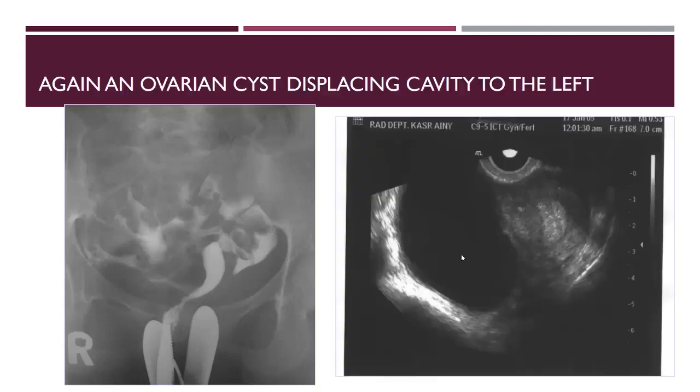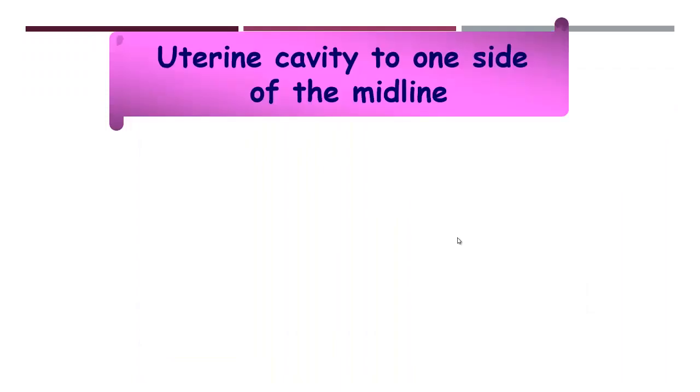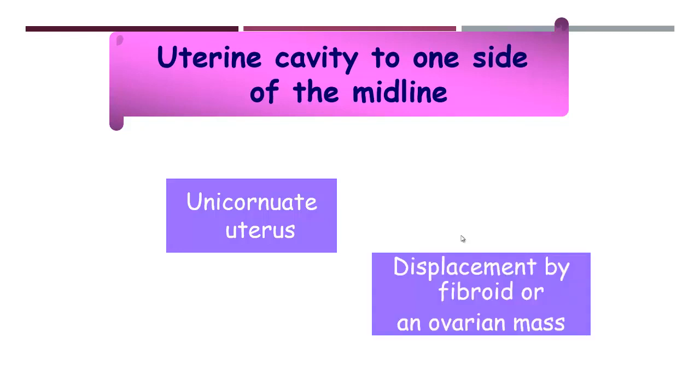In the other case, there is an ovarian cyst. There is a large ovarian cyst displacing the uterus to the left side. So when we have a uterine cavity inclined to one side of the midline, sometimes it gives a false impression that it is a unicornuate uterus. You should think either it is a unicornuate uterus, small in size, banana shaped, with one tube apparent, or it is displaced by a fibroid or ovarian mass. In this case also, maybe there is a block of one of the tubes by compression by the mass or the cyst.